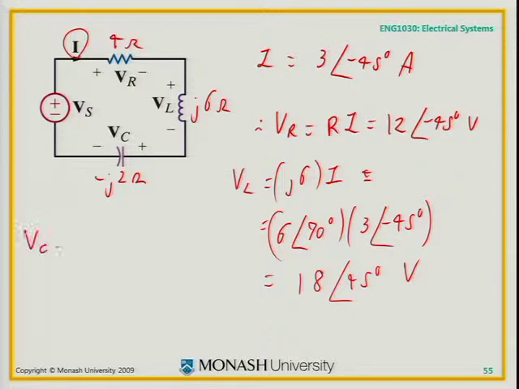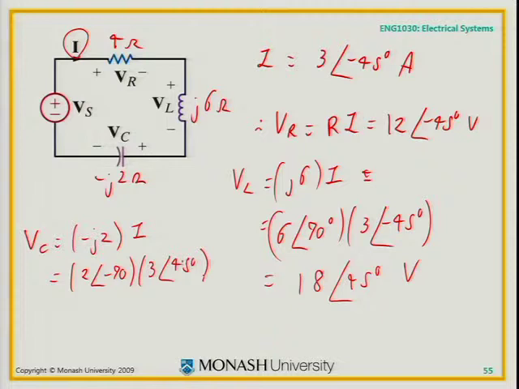What's VC? Well, that's minus j2 times I. What's minus j2? 2 at angle negative 90. Thank you. 2 at angle negative 90 by 3 at angle minus 45 degrees, sorry, which equals 6 at angle minus 135 degrees. So I found the current and all of the voltages in the phasor domain, and it's pretty easy to go from the phasor now to the time domain.